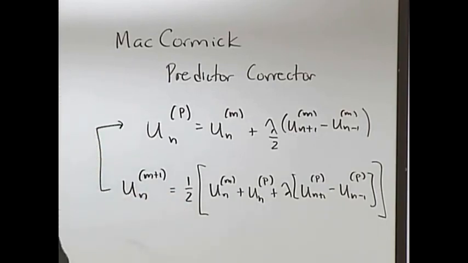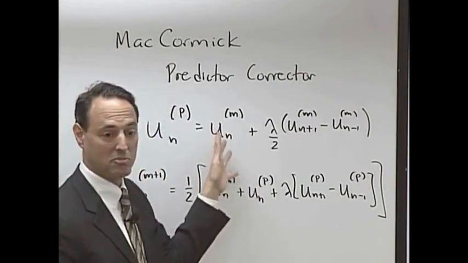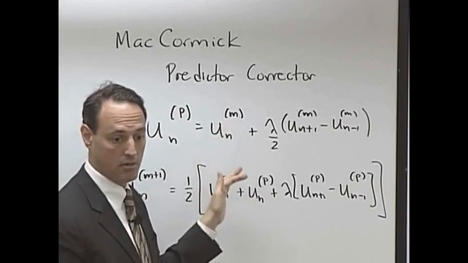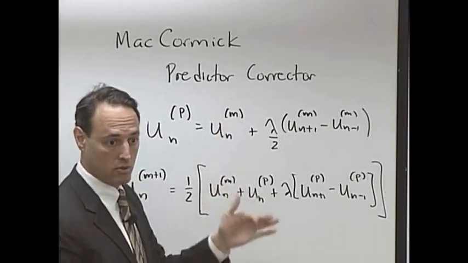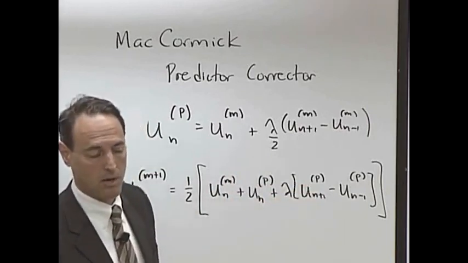It tries to take advantage of the implicit scheme, but it's still explicit. So it's a two-stage iteration, trying to make use of that really nice stability property.